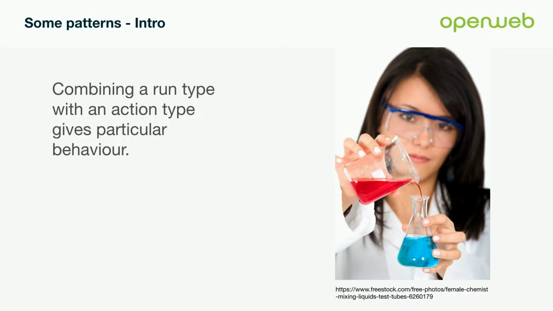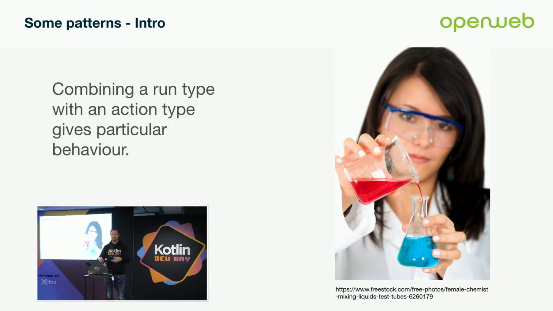So when we run the CLI and we combine the runtime and the action types, we get a particular behavior. Like when we run it synchronously and it's waiting for 1 second, then the whole program takes 10 seconds and you can see how it's running. But if you use it with coroutines, it becomes something different.